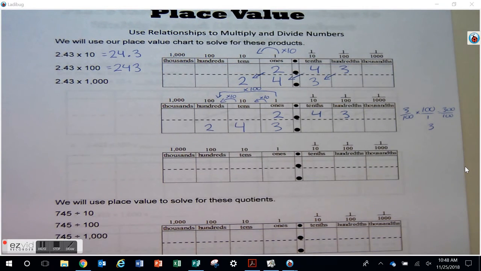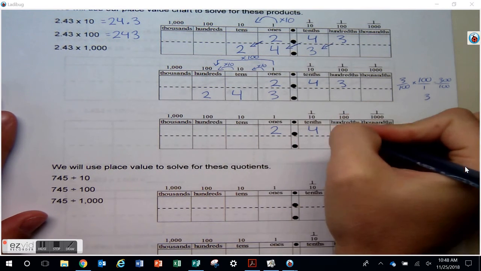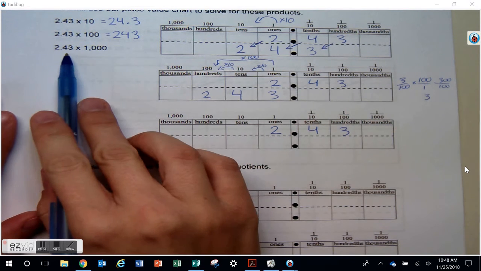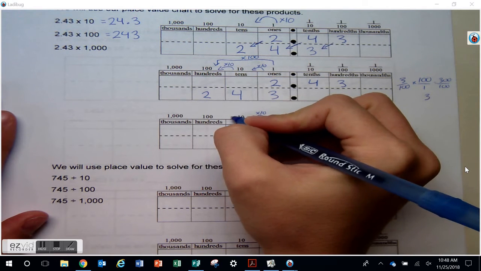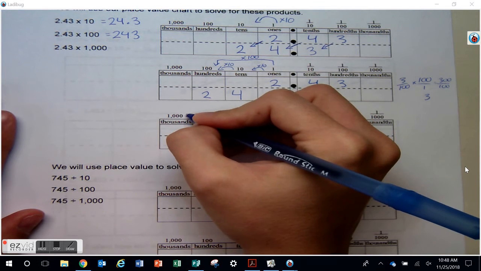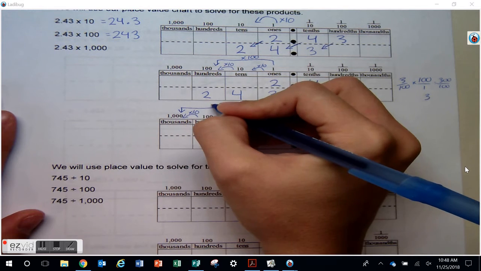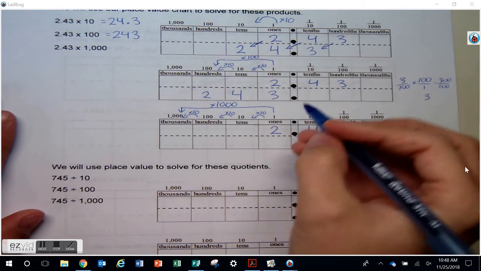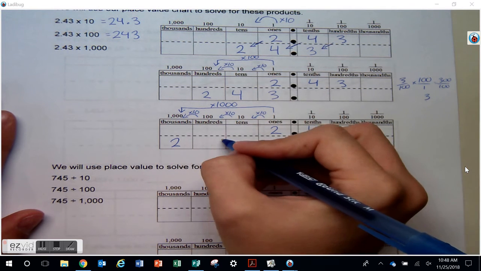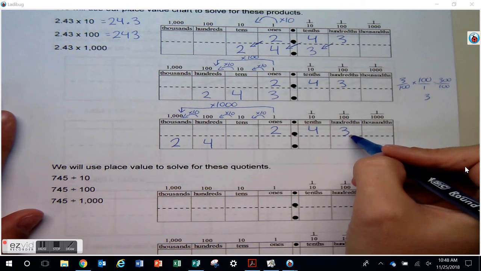2 and 43 hundredths, and this time we're going to multiply by 1,000. So I multiplied by 10, multiplied by 10 again. That's the same as multiplying by 100. I'm going to multiply by 10 again, which is the same as multiplying by 1,000. So 2 times 1,000 gives me 2,000. 4 tenths times 1,000 gives me 4 hundreds. And 3 hundredths times 1,000 gives me 3 tens. I'm going to fill that place value with a little placeholder 0.